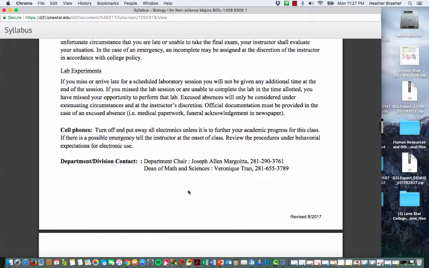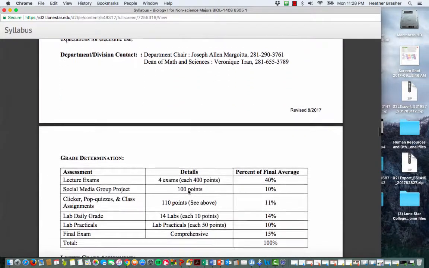Labs, if you're going to miss a lab session, you need to let me know ahead of time. And what we will try to do, because I don't teach any more sections of this class, you can try to find another professor that you can sit in on their class and do the laboratory session. But this is something that we're going to have to work on together.